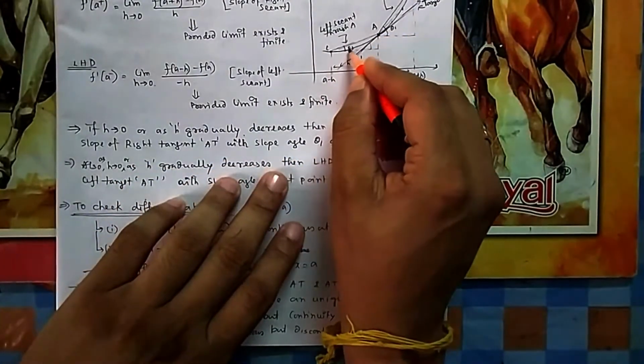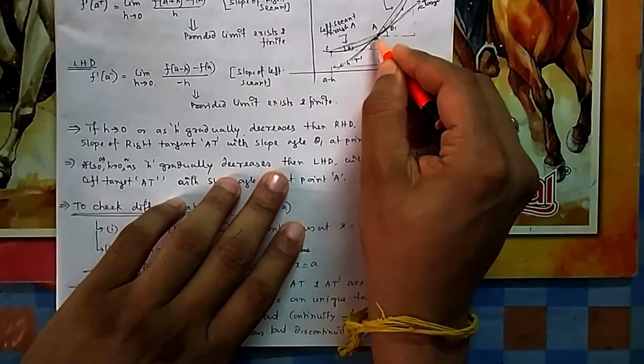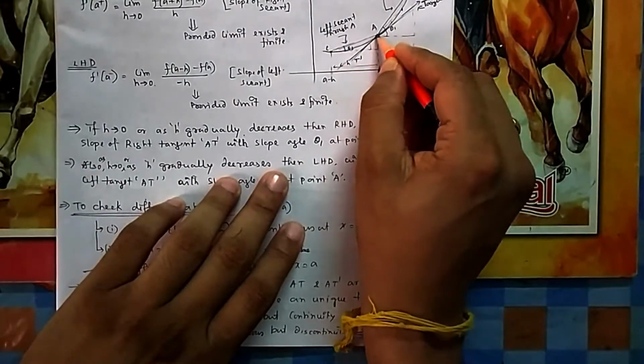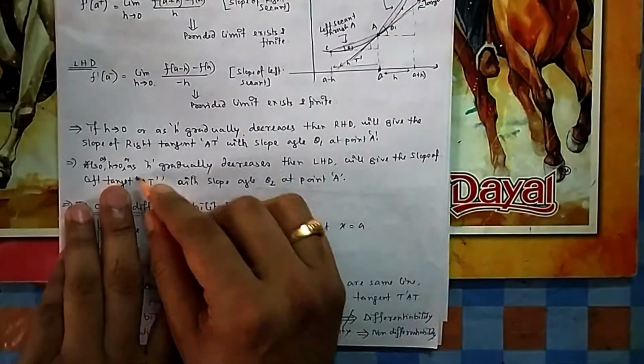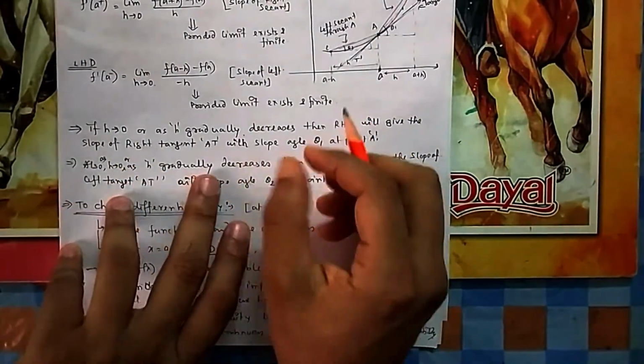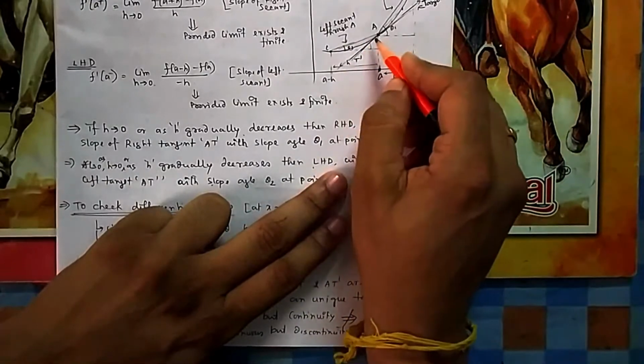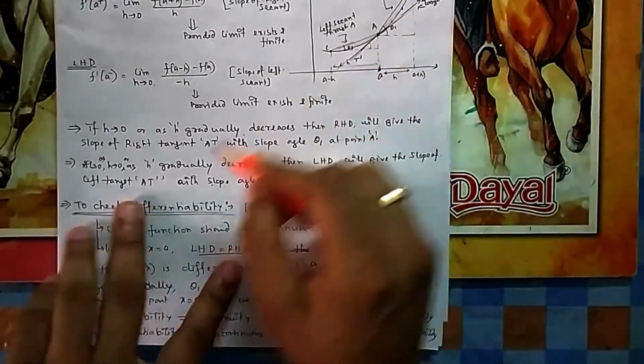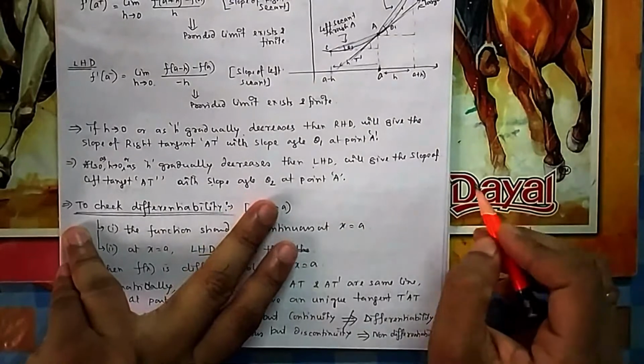Similarly, if you reduce this one, if C is here, then this is here. If C is here, so ultimately it will come to AD dash if you come very close to A. So as h tends to 0, or h is gradually decreasing, your LHD will give the slope of the left tangent, that is AD dash with slope theta 2 at the point A.